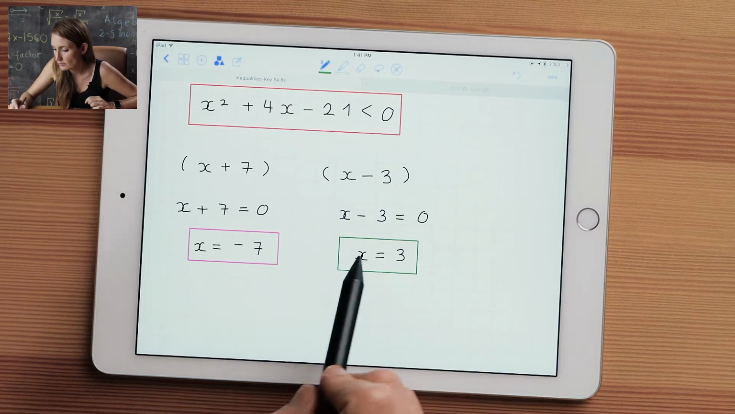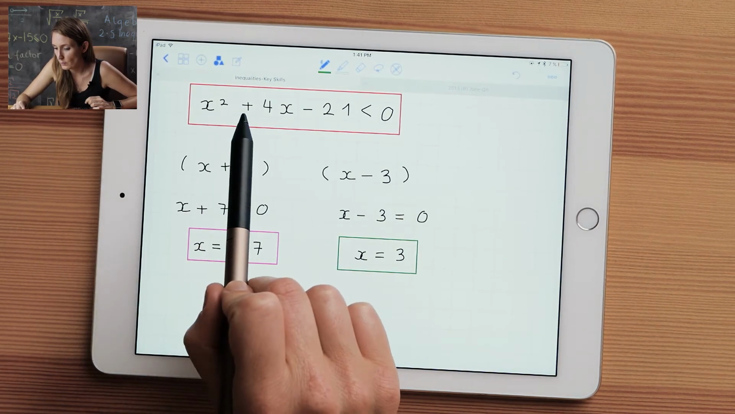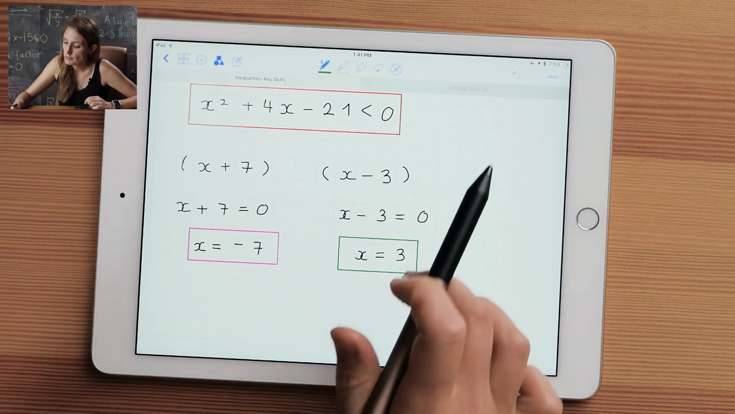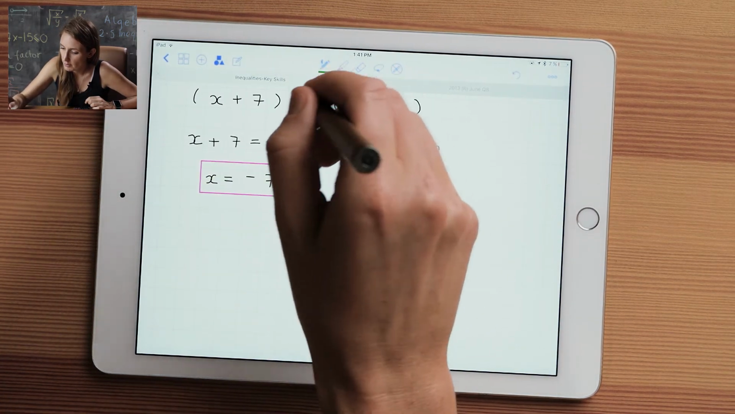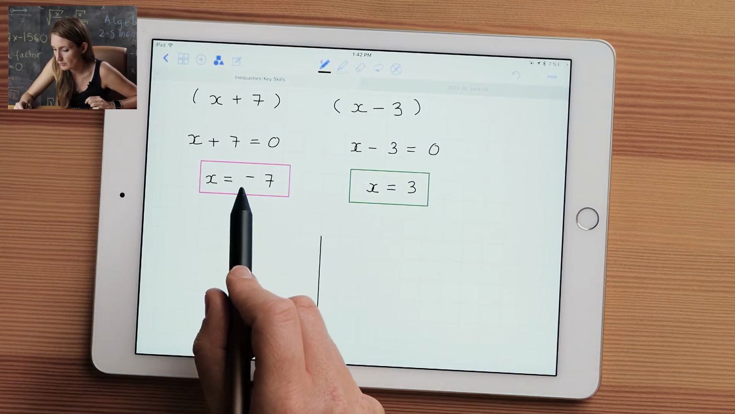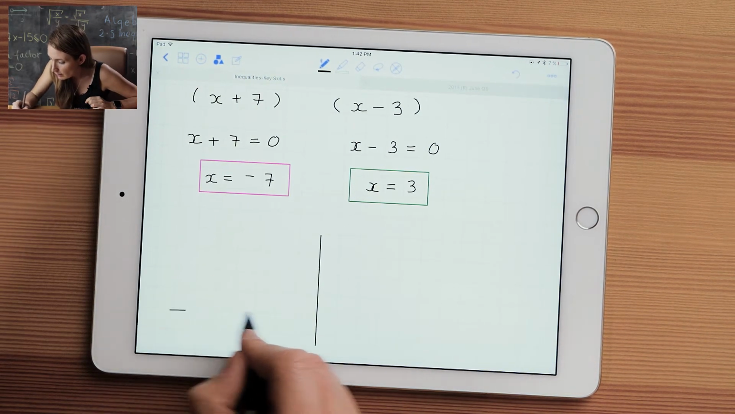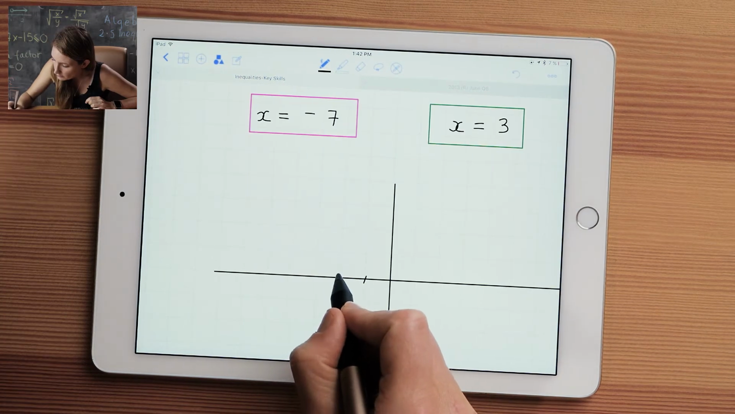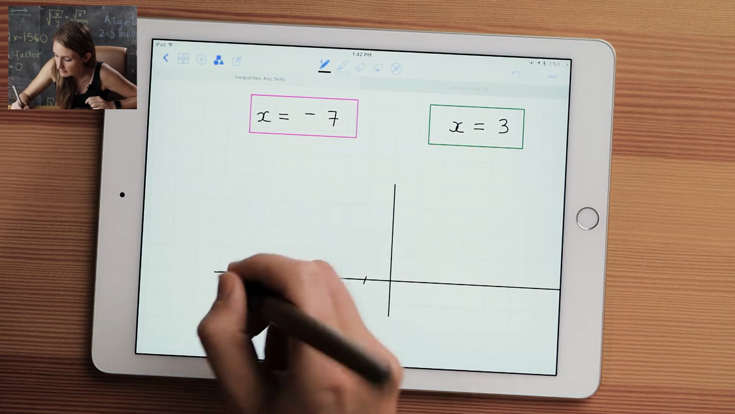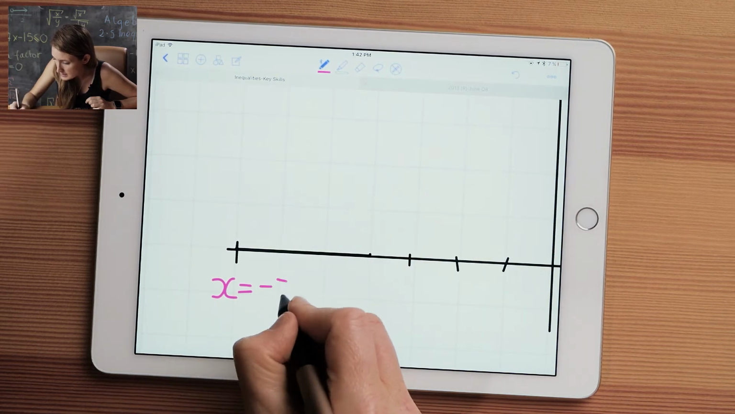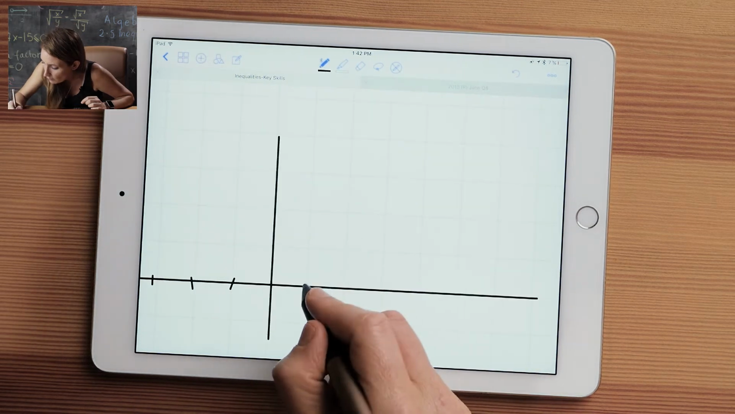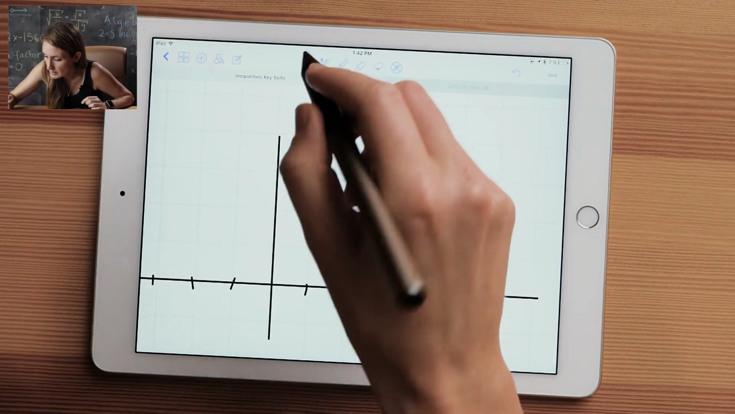We use these 2 solutions of the graph x squared plus 4x minus 21 equals 0 to draw a rough sketch. So draw your coordinate axis system and make sure you have space going up to minus 7 and 3. So 1, 2, 3, 4, 5, 6, 7, right on the end. x equals minus 7. And over here we have x equals 3. 1, 2, 3, and that's our green solution.